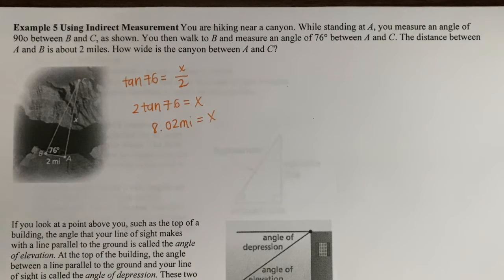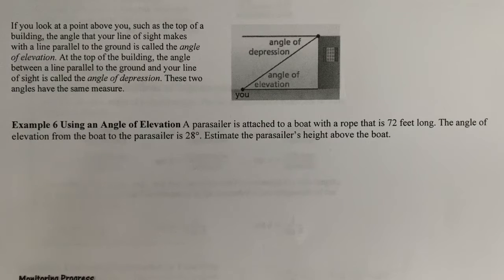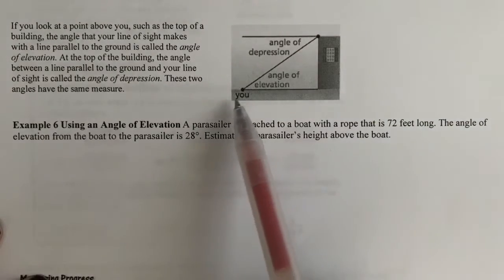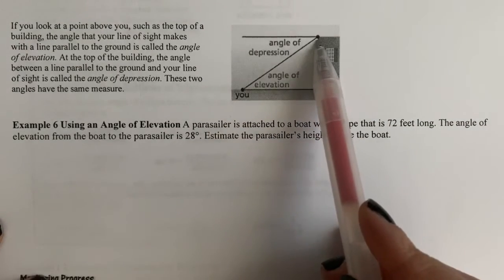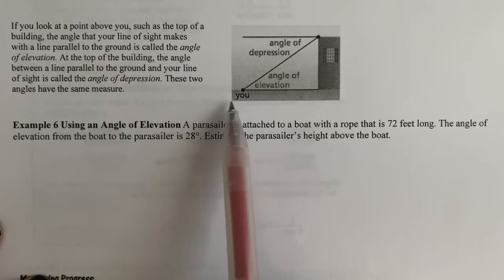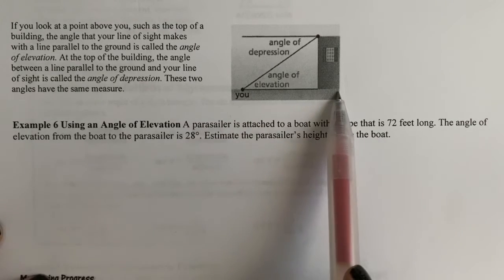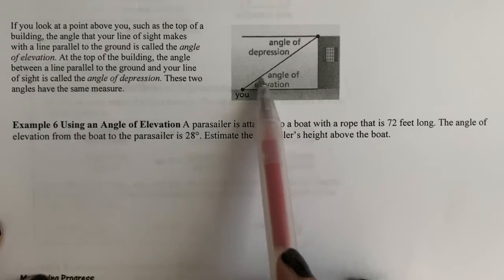Now, we're going to move on to the next part of this lesson. We're going to use this concept of angle of depression and angle of elevation to solve some more word problems. If you are looking at a point above you, such as the top of the building, and your line of sight is parallel to the ground, this is an angle of elevation.